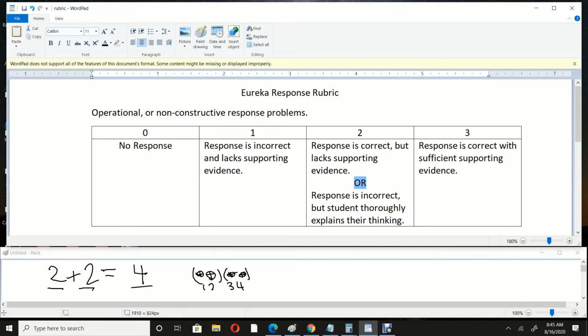Or even if your response is incorrect, if you show your thought process, then you're going to get the point. So let's say, for example, instead of putting 4, I put 5. Okay, 2 plus 2 equals 5. And let's say I come over here and I show my work and I'm counting up 1, 2, 3. And then I go from 2 to 4 to 5. And so I just counted wrong, but I showed my work.